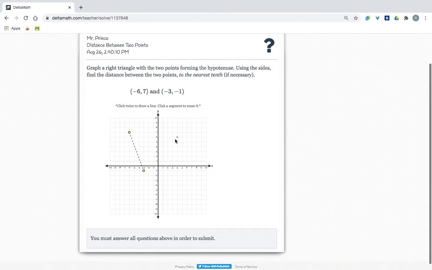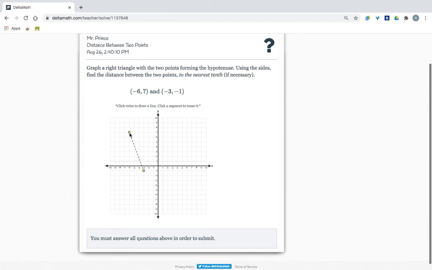Okay, for these types of problems, it says to graph a right triangle with the 2 points forming the hypotenuse. Using the sides, find the distance between the 2 points to the nearest tenth if necessary. So this time you're rounding to the nearest tenth. Specifically, we're going to create a right triangle with the points that we're given. That way we can use the Pythagorean theorem.